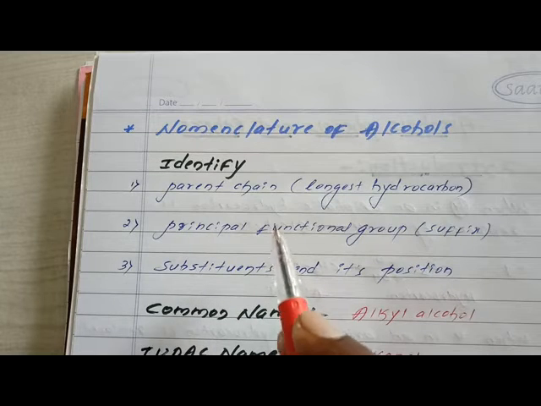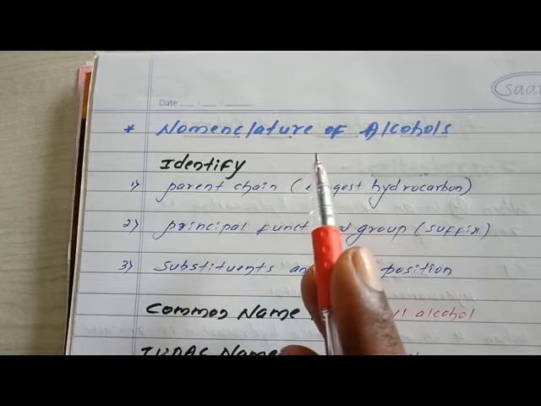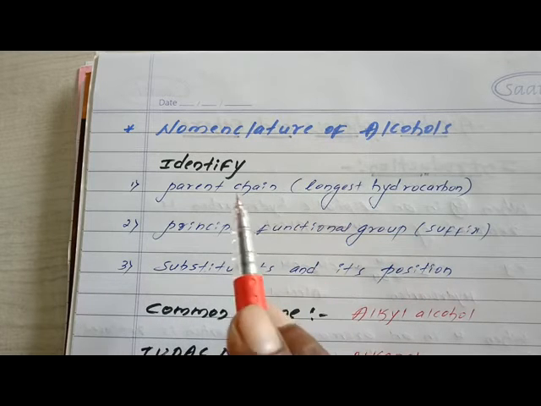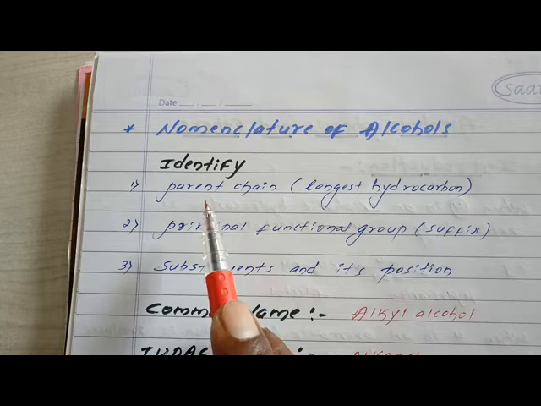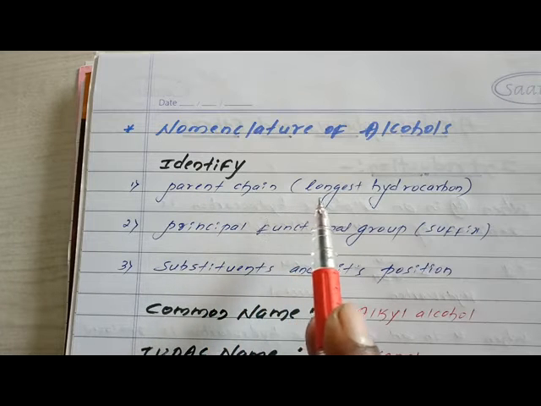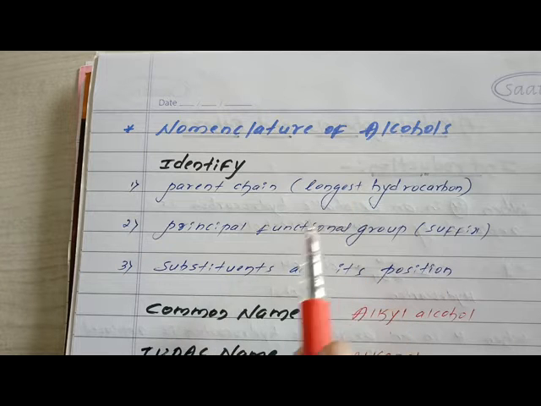Hello students, this lecture is based on nomenclature of alcohols. While naming the alcohols, we should identify the following things. First one is the parent chain, which we call the longest hydrocarbon. It means we need to identify the longest hydrocarbon present in that compound.